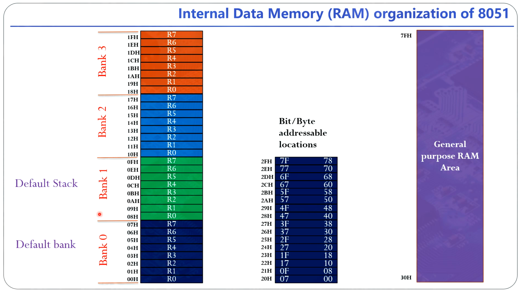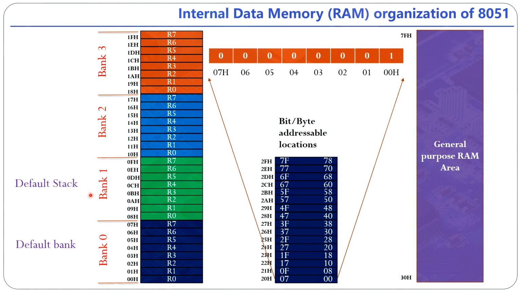So now we can see here, in the default condition, the starting location of the stack pointer is 07, right here at this location. But if we want to add something, the stack pointer comes here, and we can put any data in this.